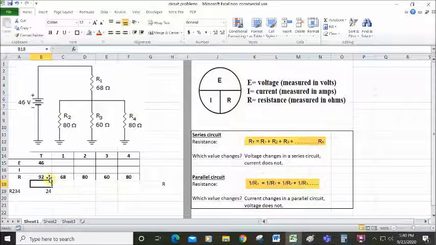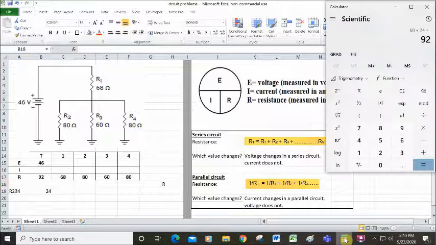So now we have total resistance and we have total voltage. Well, if you have two of any three of these, you can mathematically figure out what the third one is using Ohm's law over here. So I've got E total and I've got R total. If you cover up the I, it's E divided by R. And that's going to give us current total for the entire circuit. 46 is our total voltage, divided by 92 is our total resistance, and you come out with 0.5.